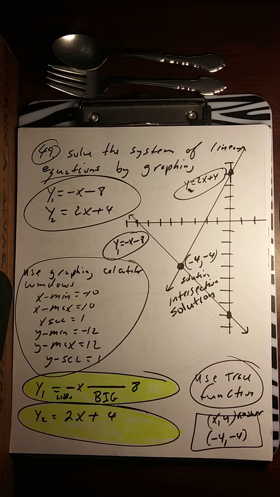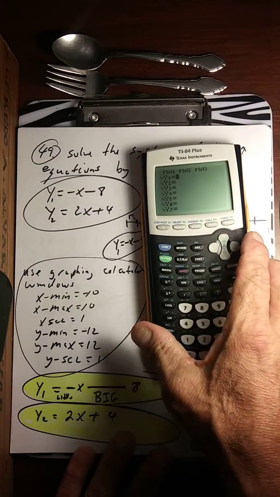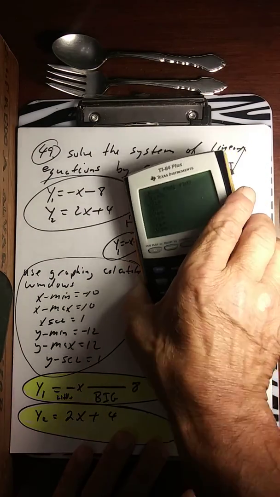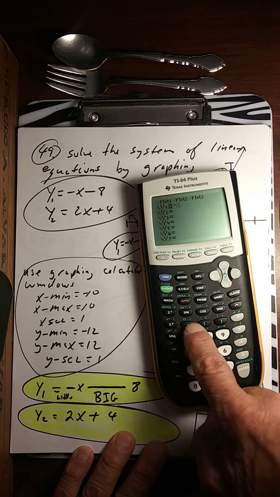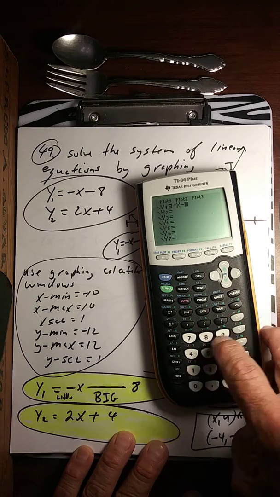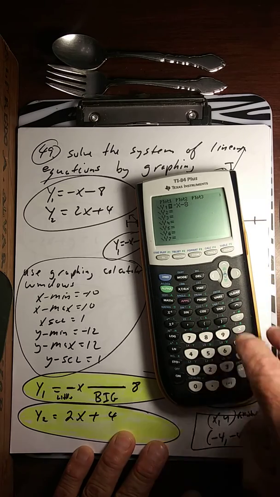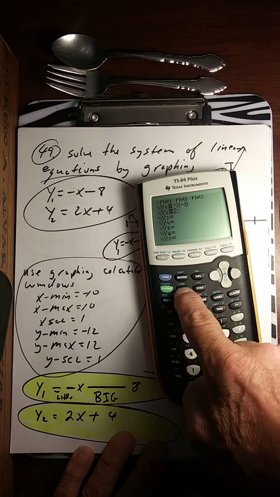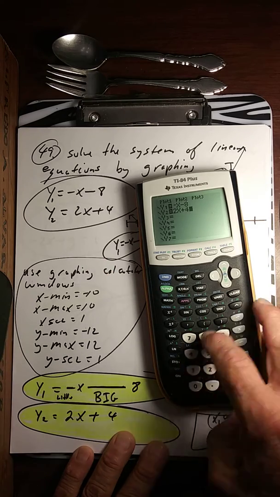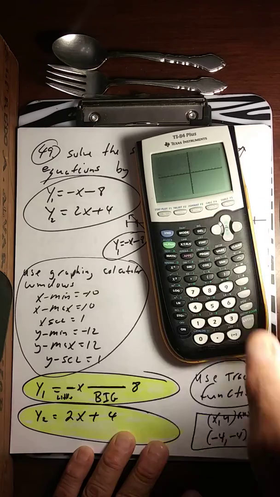Solve the system of equations by graphing. Okay, so let's just put it in a graphing calculator. The way we're going to do that is, y equals negative x minus 8. And the other one is going to be 2x plus 4. And hit graph.